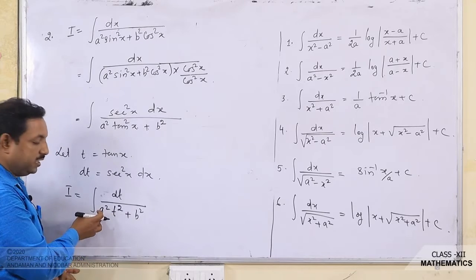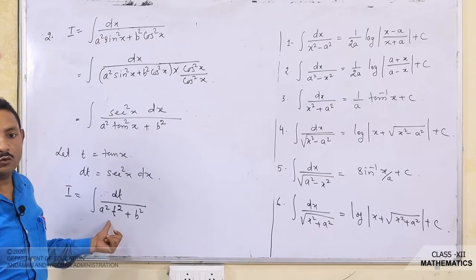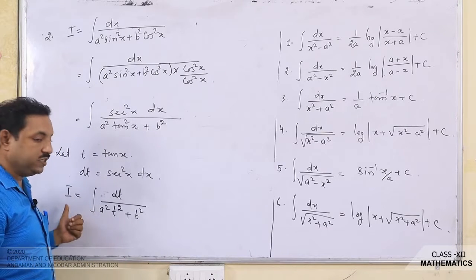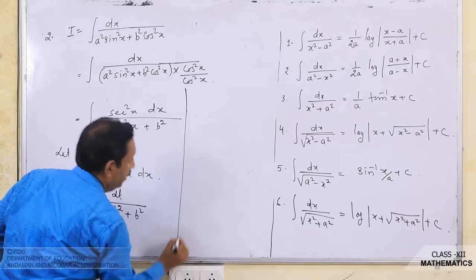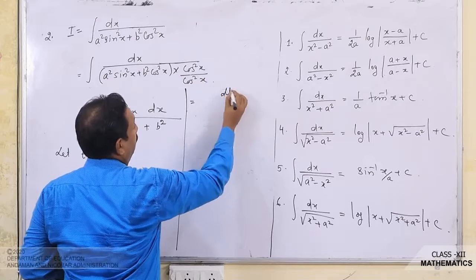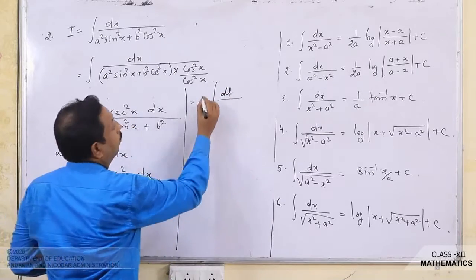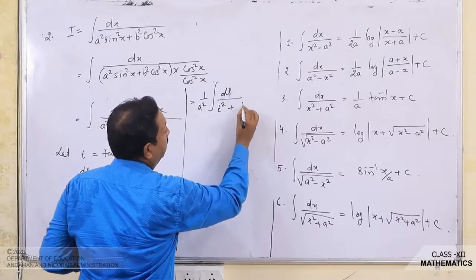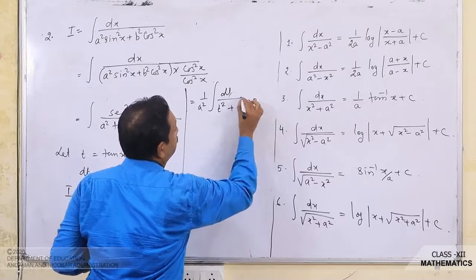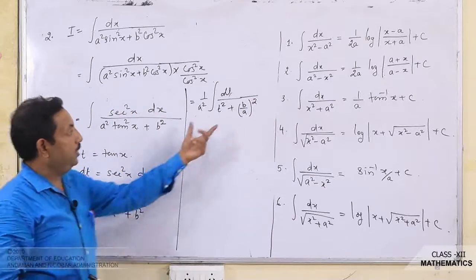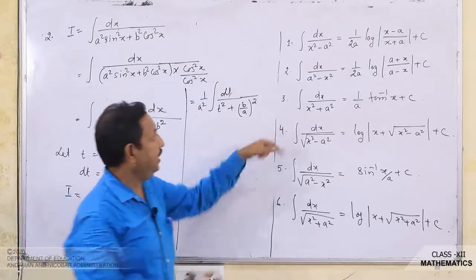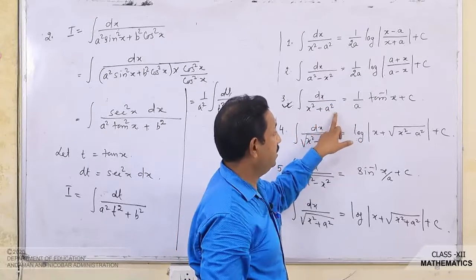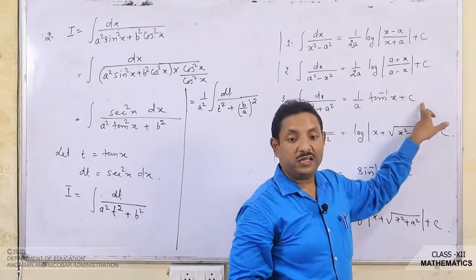Now we can take out this a square. I want to make the coefficient of t square as 1, so I take this a square common and take it out of the integration sign. So what we will have? You will have 1 upon a square integration of dt upon t square plus b by a the whole square. Now here it is exactly in form number 3, that is dx upon x square plus a square equals 1 by a tan inverse of x by a plus c.